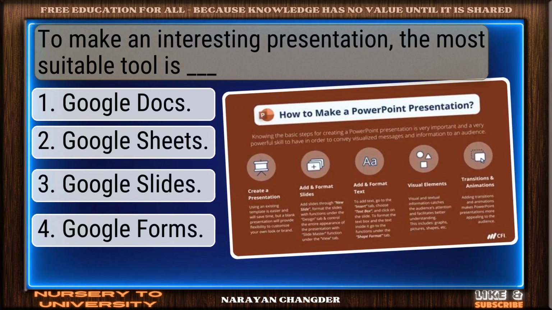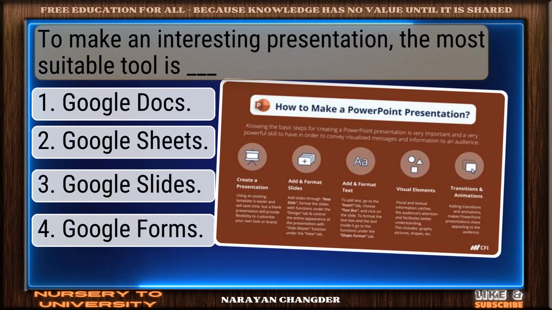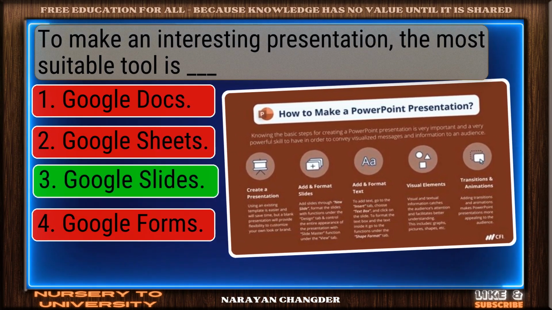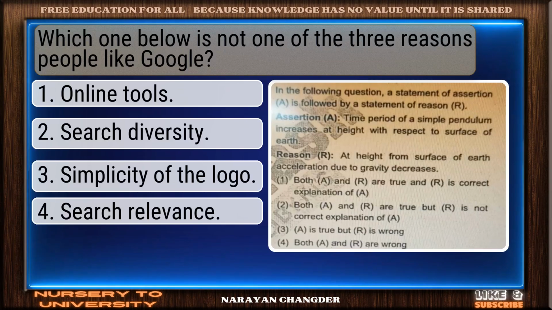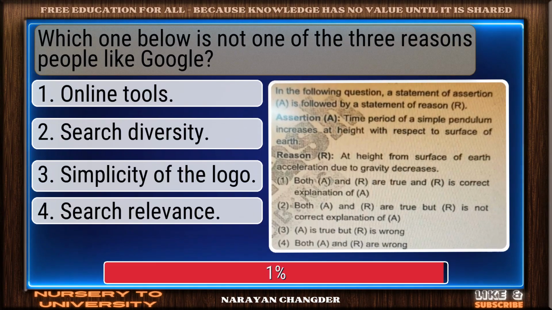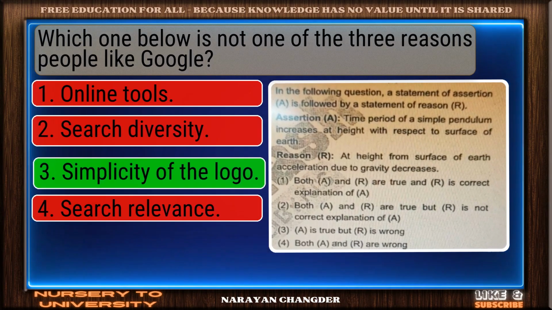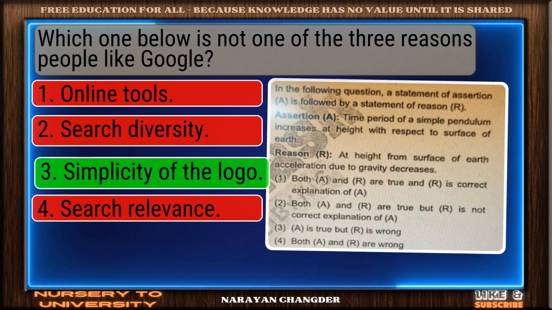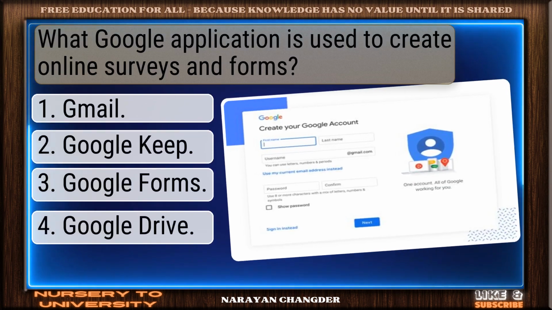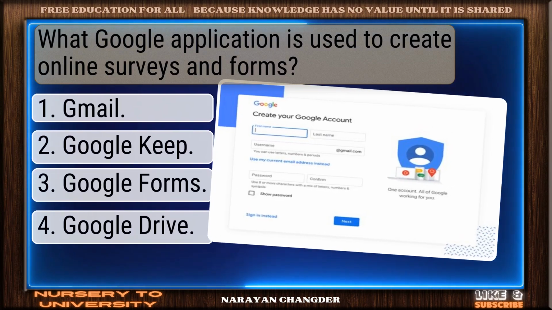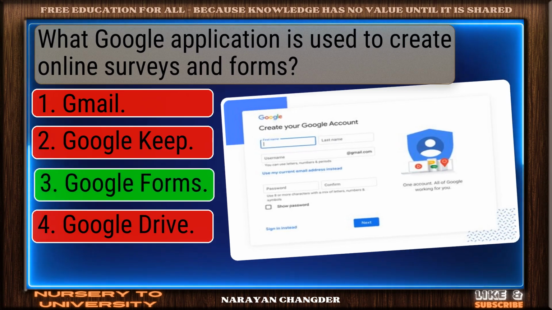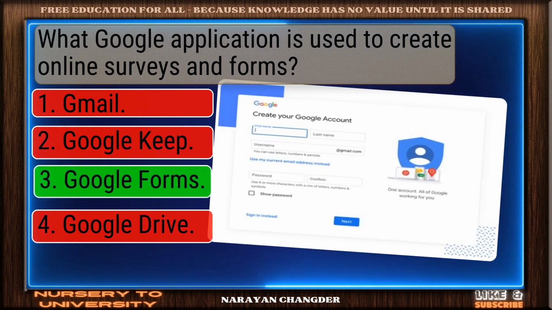To make an interesting presentation, the most suitable tool is ___. Great thinking. Google Slides is the right choice. Which one below is not one of the 3 reasons people like Google? Clear logic. Your choice, simplicity of the logo, is sound. What Google application is used to create online surveys and forms? Good job. Google Forms works well here.